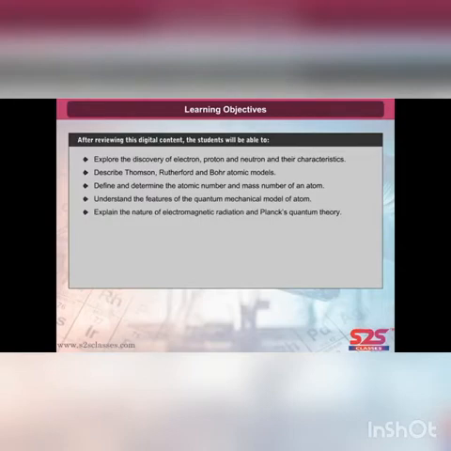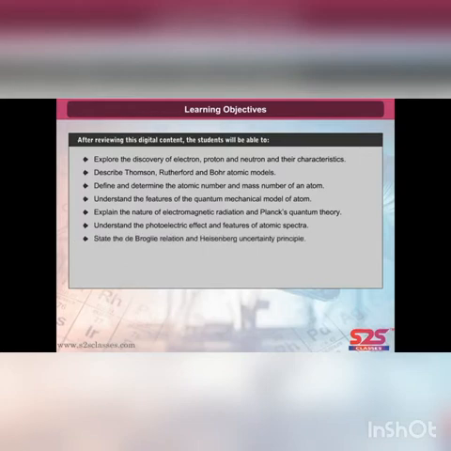Explain the nature of electromagnetic radiation and Planck's quantum theory. Understand the photoelectric effect and features of atomic spectra. State the de Broglie relation and Heisenberg uncertainty principle.